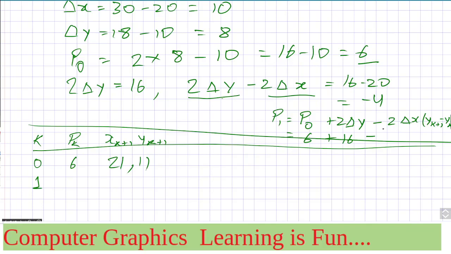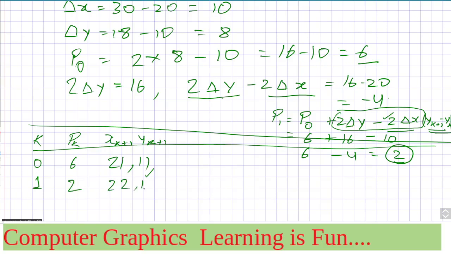We have to see whether this thing is positive or negative. Yk plus 1 was 11 and yk was 10, so the difference is 1. So 2 delta x is 10. We have already calculated this, minus 4 here. So 6 minus 4, which is 2. Still this is positive. Let me keep it 2. It is positive, so it will increase to 22 and 12.